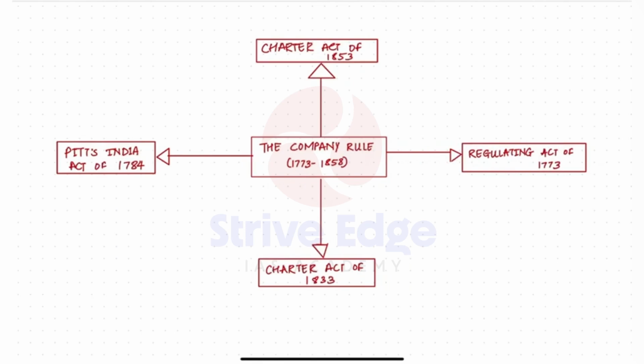India's constitution wasn't created overnight. It evolved over centuries shaped by British rule. From the Regulating Act of 1773 to the Charter Act of 1853, several British laws laid the foundation for modern governance in India. In this session, we'll break down these key legislations and their impact using a mind map. Let's begin.